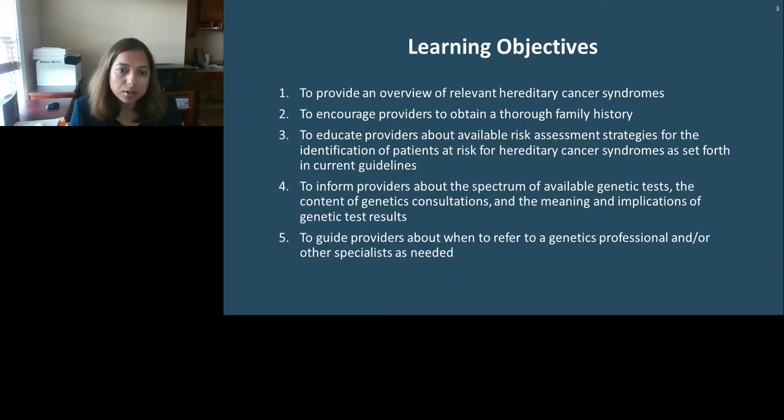Our objectives today are to provide an overview of hereditary cancer syndromes, to review the obtaining of a family history, and to illustrate the importance of obtaining this history, to review different risk assessment strategies to identify patients at risk of heritable cancer syndromes based on current guidelines, to review genetic testing, consultation with a genetic counseling professional, and the meaning and implications of genetic test results. And then from there, a review of management strategies, including referral to genetics professionals as well as other specialists, as indicated based on the assessment of risk for the patient.